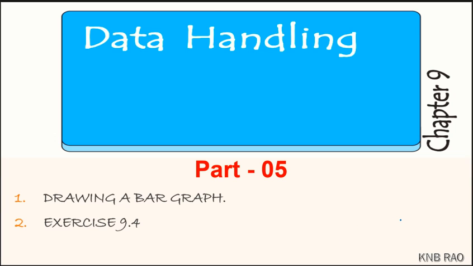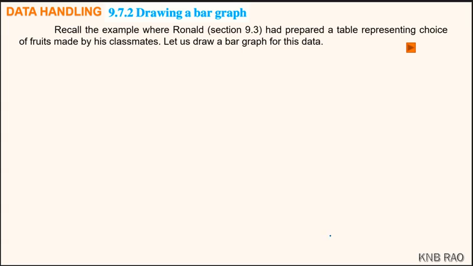Students, this is part 5 of the chapter data handling. In this part 5, we will be discussing the method of drawing a bar graph, and later we will go for solving questions from the exercise 9.5. Coming to drawing a bar graph, recall the example where Ronald had prepared a table to collect the choice of fruits from his classmates. Let us draw a bar graph for that data.